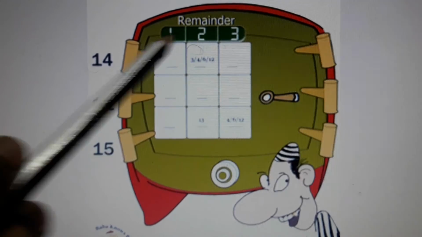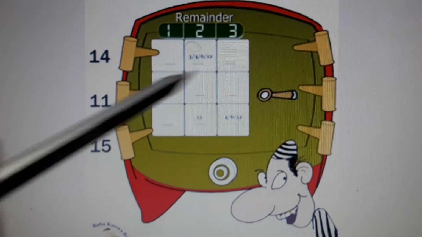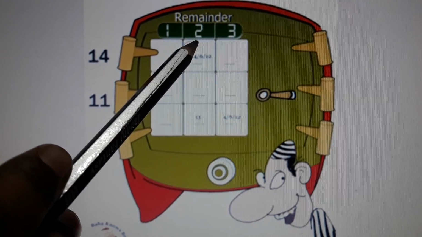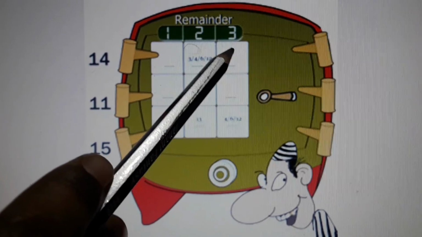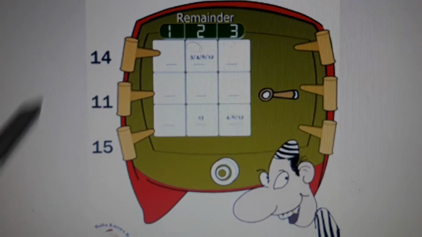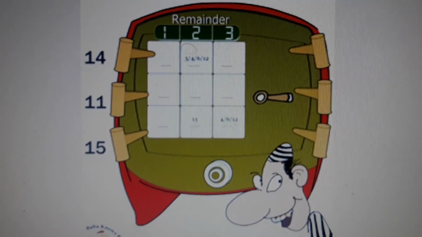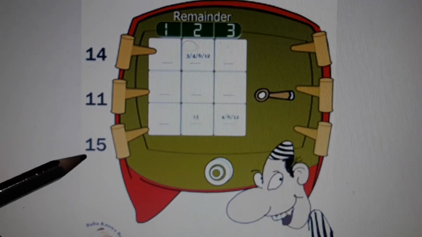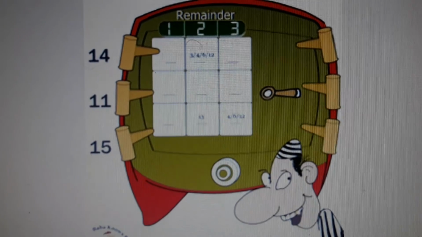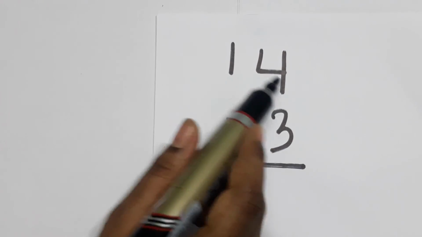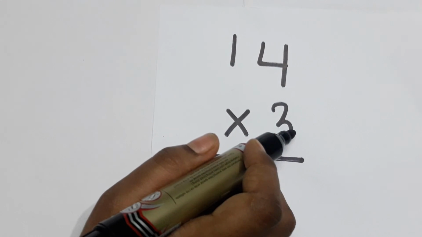14 multiplication sign 2. 14 twos are 28. 14 multiplication sign 3. 15 multiplication sign 2, how many? 30. 15 multiplication sign 3. 15 threes are 45. We didn't know the times table of 14, 11 and 15. But how can we solve these 2-digit multiplications? 14 is 2-digit, and 3 is 1-digit.